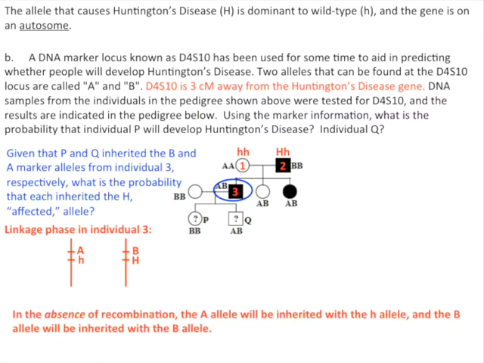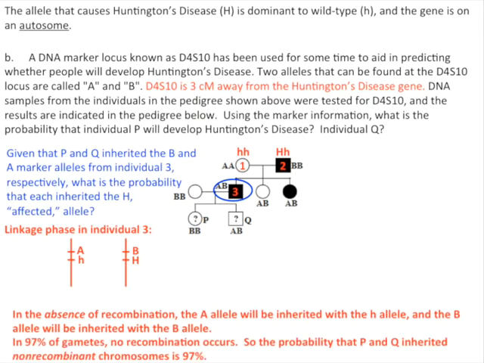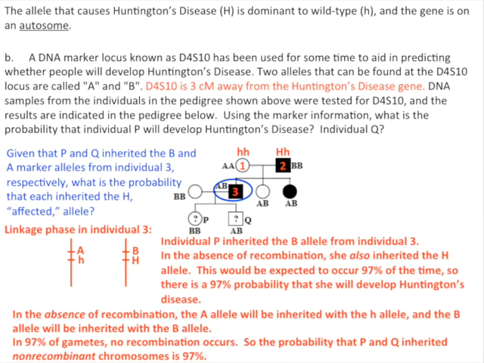The map distance between the marker and disease alleles is 3 centimorgans. This means that in 97% of gametes, no recombination occurs. So the probability that P and Q inherited non-recombinant chromosomes is 97%, and the probability that they inherited recombinant chromosomes is 3%. Since individual P inherited the B allele from individual 3, she most likely inherited the big H allele, since these two alleles were on the same chromosome in individual 3.